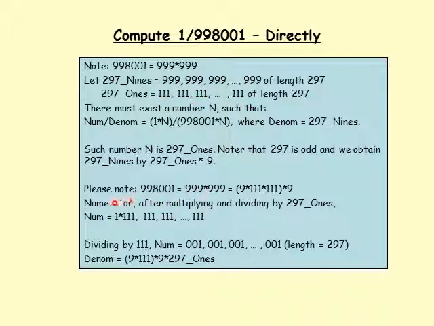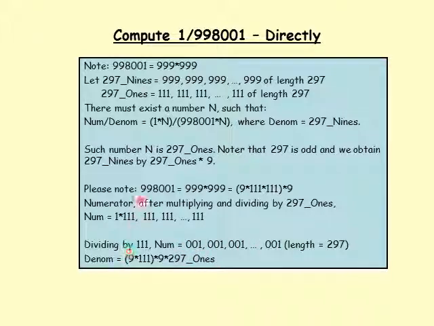Okay, so we have to cancel that out. The numerator is 1 times n, 1 times the sequence of ones. So it has 111, 111. We can divide the numerator by 111, so it becomes 001, 001, 001 all the way, and it still has a length of 297. We pad that with two zeros on the left to make sure the length of this number is still 297.